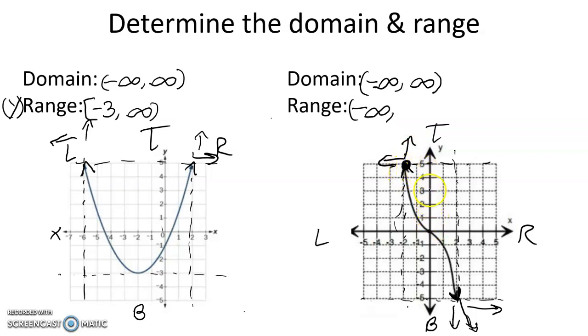So again, 1, 2, 3, 4, 5, 6, 7, 8, 9, 10, 11, 12, 13, 14. It keeps going until you get to positive infinity. And then again, you always put a parenthesis around the infinities. Never a bracket around the infinities.